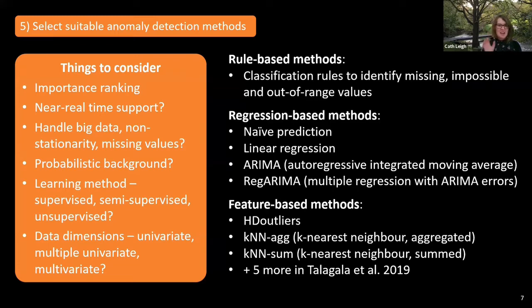I'm not touching anything. Okay, so the next step in the anomaly detection framework is to select your anomaly detection methods. So thinking about everything so far, things that you may want to consider which will affect the decision on what sort of anomaly detection method you choose to use are the importance ranking of those anomalies, what sort of data you've got. Can the different methods handle really big data? Can it handle non-stationary data, which typically water quality data time series is non-stationary?